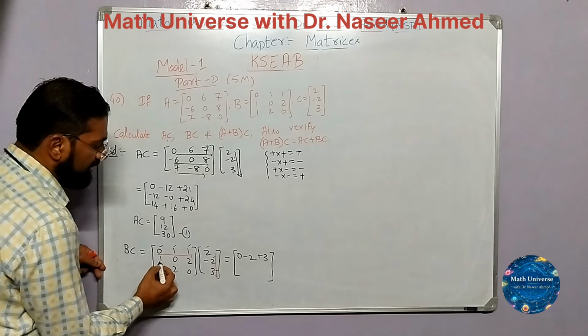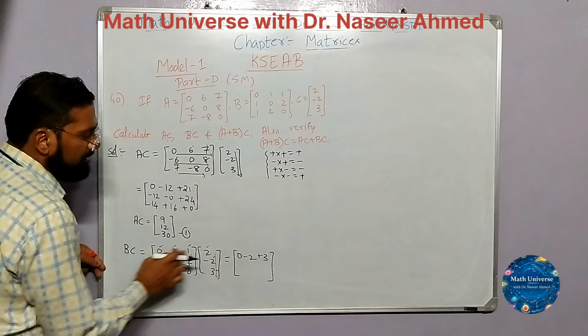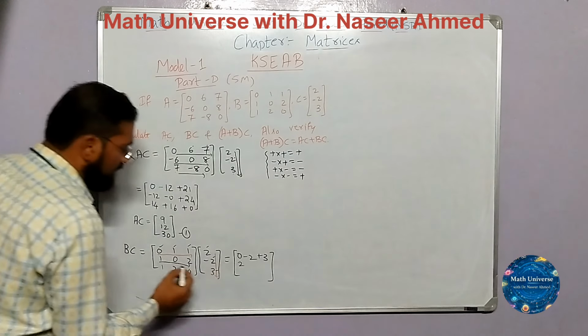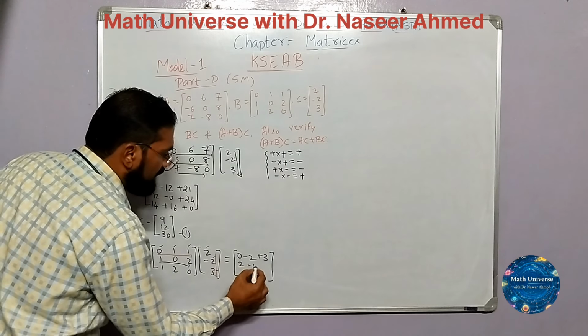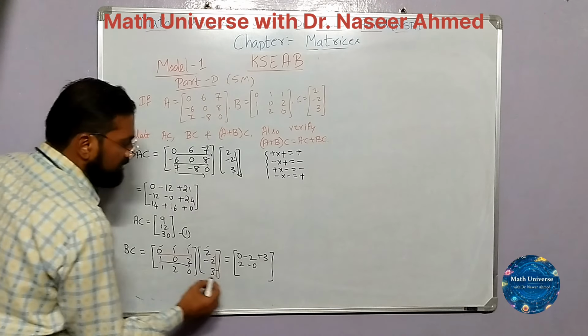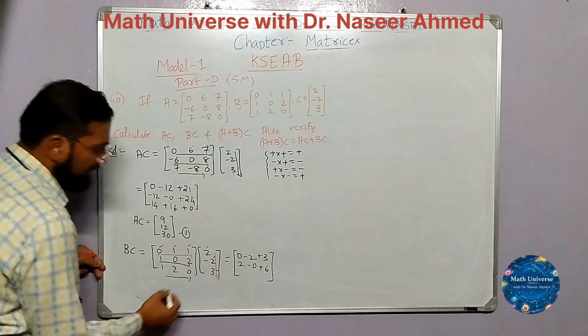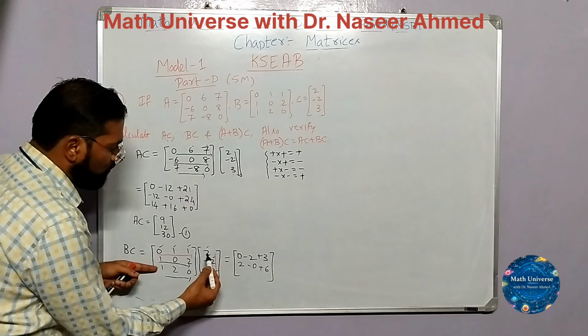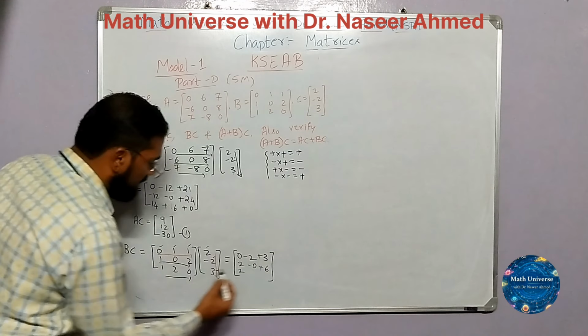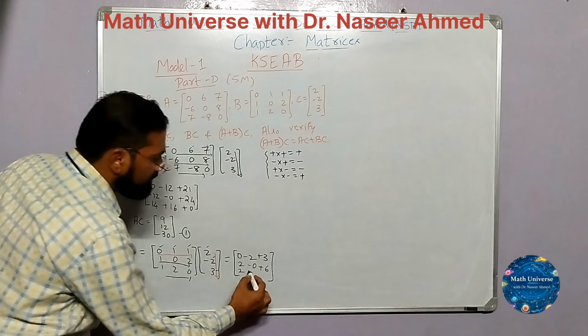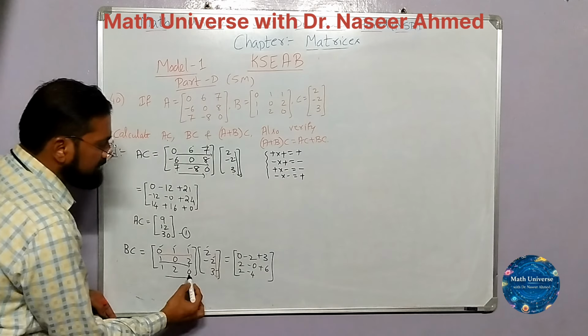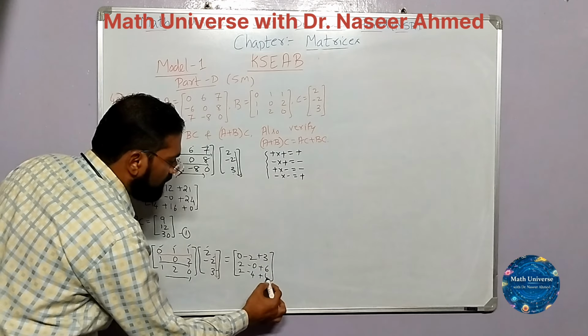Now we go to the second row. 1 into 2 will be 2. 0 into minus 2 will be minus 0. 2 into 3 will be plus 6. Next, coming to the third row, again corresponding elements, 1 into 2 will be 2. Plus 2 into minus 2 will be minus 4. 0 into plus 3 will be 0.